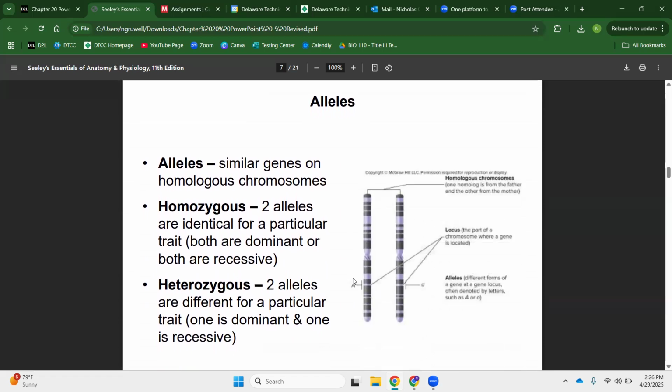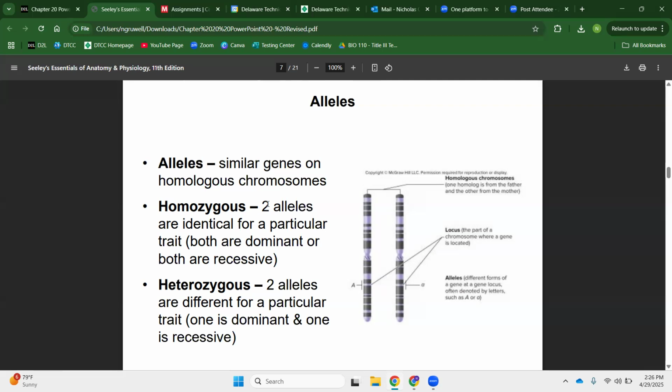Okay, some more terms to start to memorize is an allele. An allele is kind of the term for a gene. It's a similar gene on homologous chromosomes. So for example, this black band and this black band on these chromosomes would be alleles. When we keep it really simple, we have two alleles for a particular trait. We can call those homozygous or heterozygous depending on the presentation.